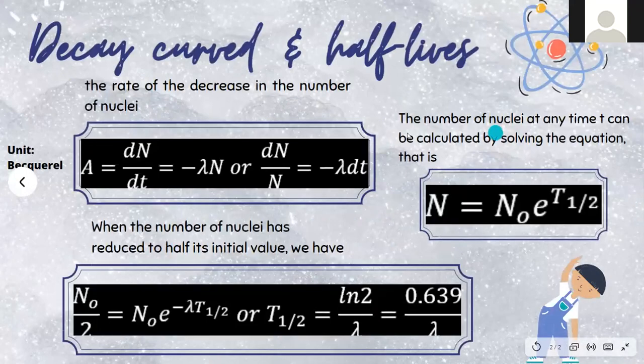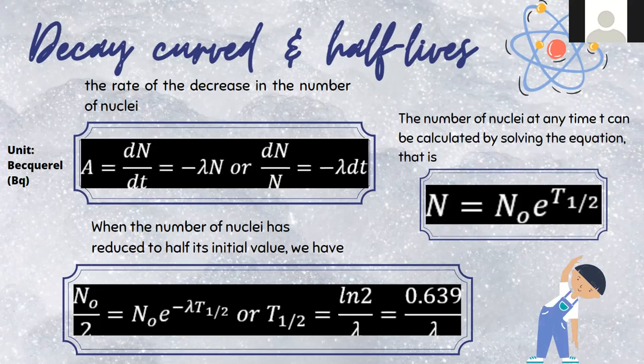Today I'll be presenting the subtopic about decay curves and half-lives, and all the equations that you need to know in this subtopic. First, you need to know the equation to find the rate of decrease in the number of nuclei, which is A. A equals delta N over delta T equals negative lambda N, or you can use delta N over N equals negative lambda delta T, where T is time, N is the number of nuclei, and lambda is the decay constant for the decay process.